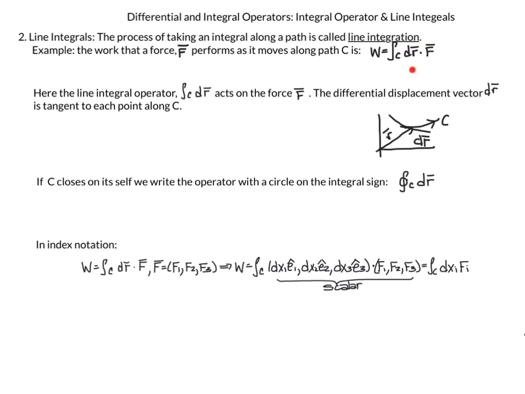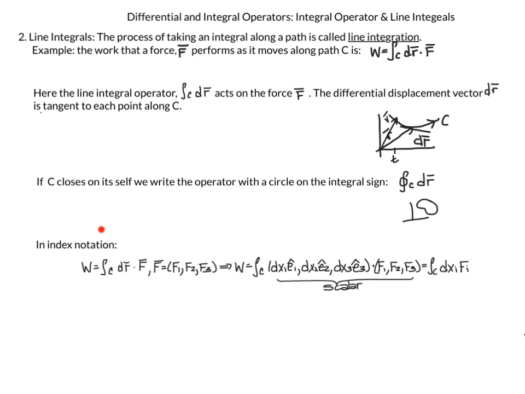Then we also have this dr vector. If you think about our curve C, this is the path we're following. The r vector is the point we are on that curve C. So maybe at some time over here, we're at this point, and that's represented by this vector r. And our dr then is the vector tangent to r. So r is the displacement vector, dr is our tangent vector. If C is closed on itself, for example, if we're integrating over a circle or any closed curve, then we write the operator with a circle on the integral sign.